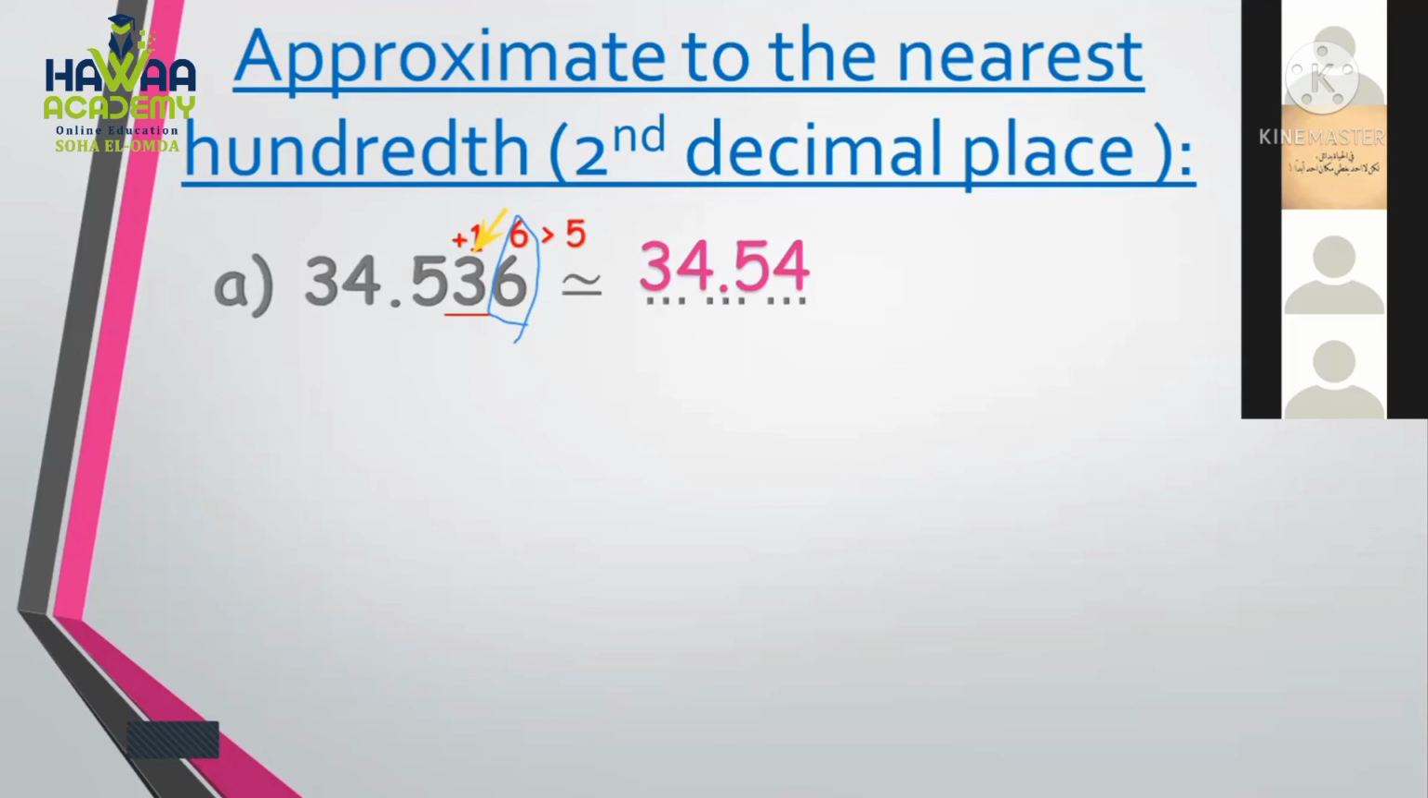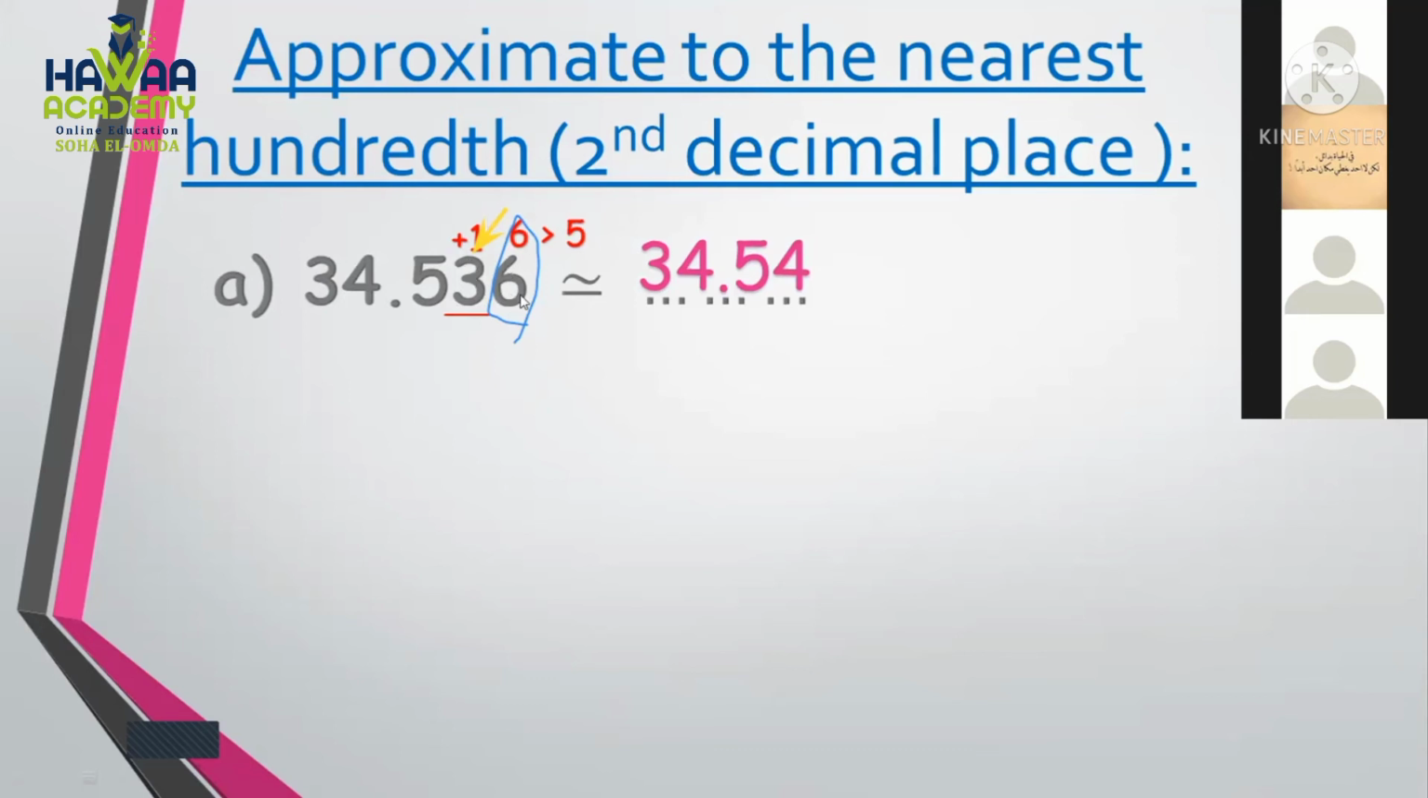Okay, dears? So we have definite steps to approximate any number to the nearest hundredth. At first, we have to underline the hundredth place. Then circle the next digit. Underline the hundredth place and circle the next digit. And ask yourself, is the circled digit weak or strong? If it's strong, we add 1 to the previous digit.